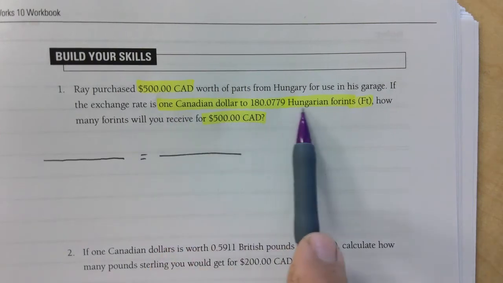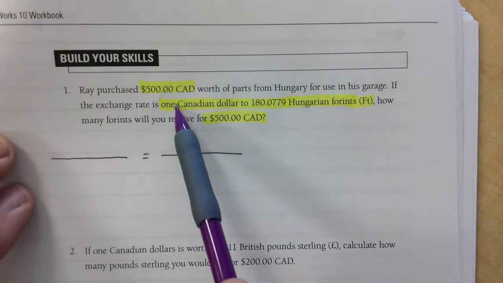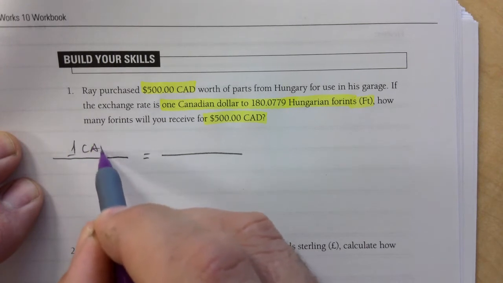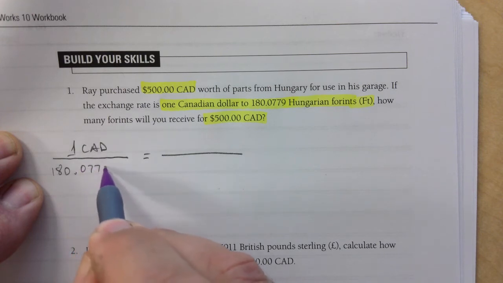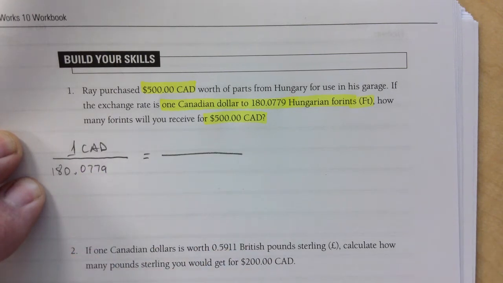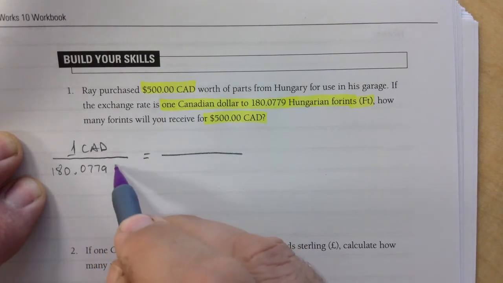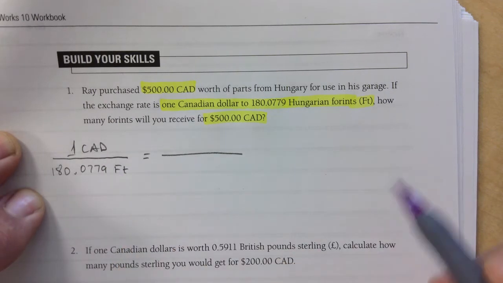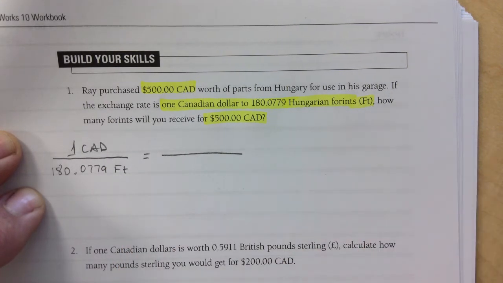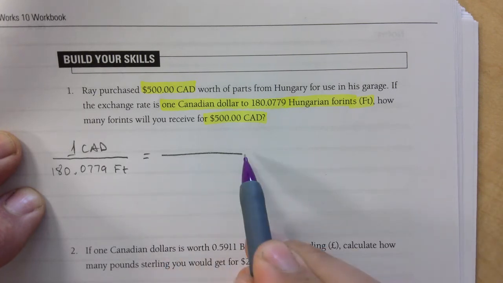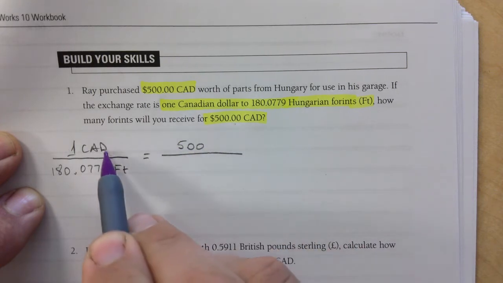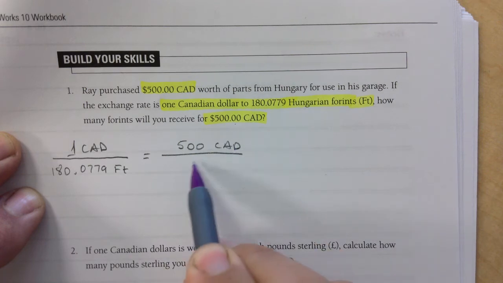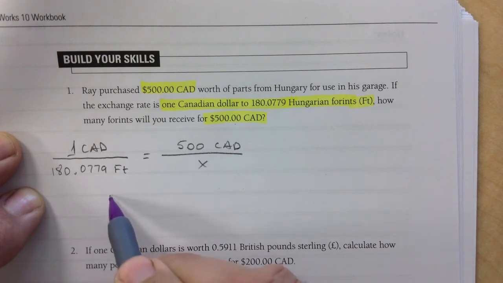So this one will be close together. 1 Canadian dollar is 180 point, and they use all the decimals, like 4 decimals, because if you don't, you lose a lot of money when you exchange it. And we just call it FT. Use what they give you. And on this side, the 500, which shows up twice, is Canadian, so obviously it's going to match whatever's on the other side. So you set it up like that.